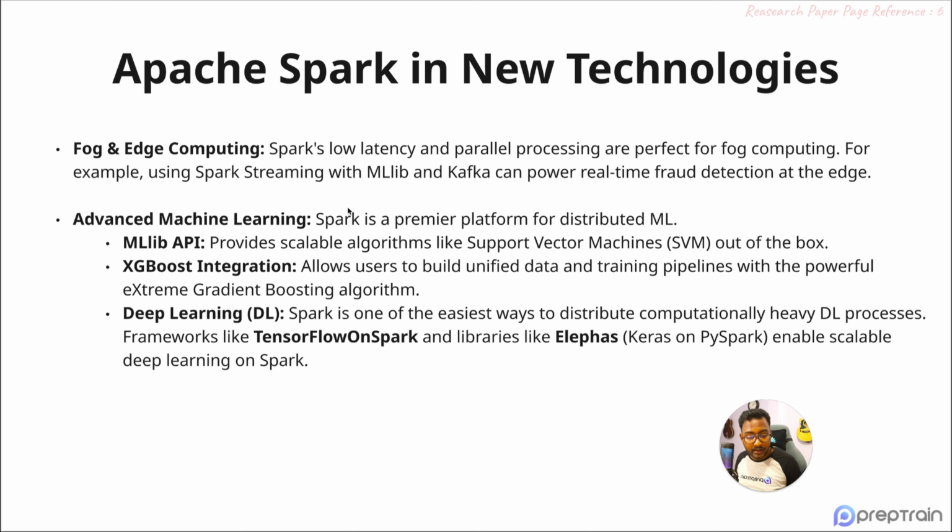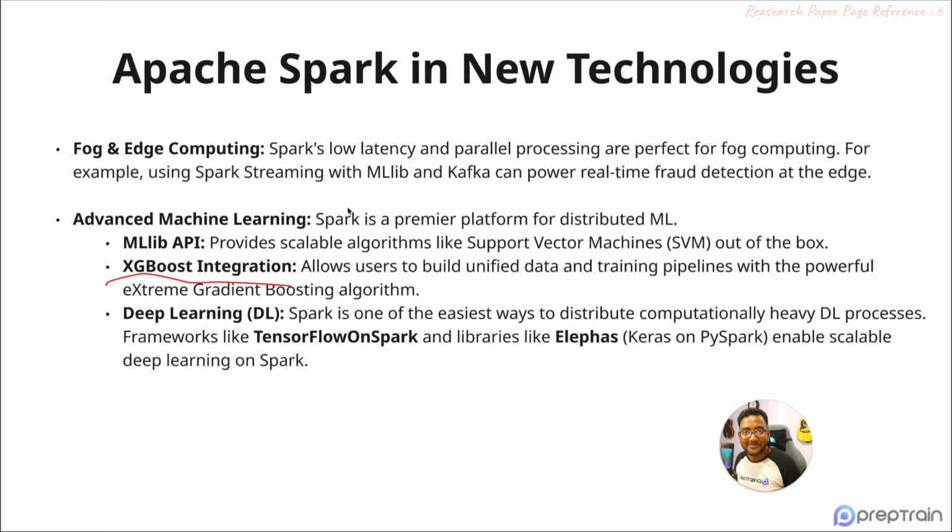Secondly, advanced machine learning. This is arguably one of Spark's biggest impact areas today. Spark is a premier platform for distributed ML, with its MLlib library, and it provides a very powerful, scalable library of common algorithms. But it's not limited to its own integrated library. You can integrate other libraries with it as well. There is one reference of XGBoost integration, which allows users to run a popular gradient boosting algorithm in a distributed fashion on a Spark cluster.